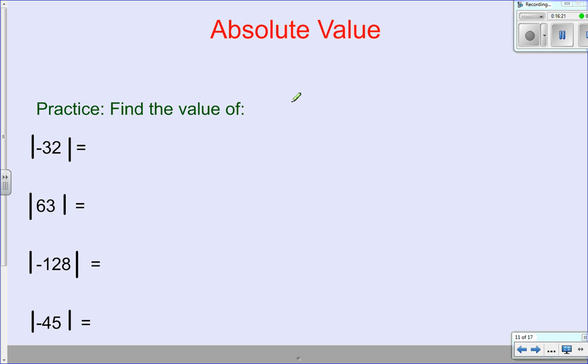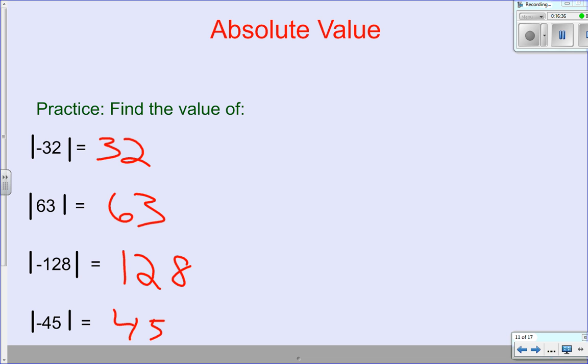The absolute value of negative 32 is 32. Remember, everything's positive. Absolute value of 63 stays the same because it's already positive, is 63. Absolute value of negative 128 is 128. And the absolute value of negative 45 is 45. Pretty simple concept.